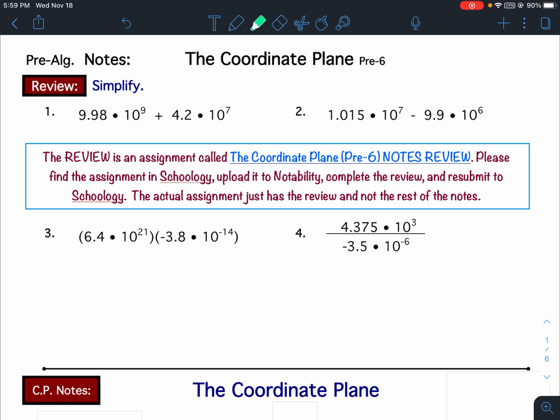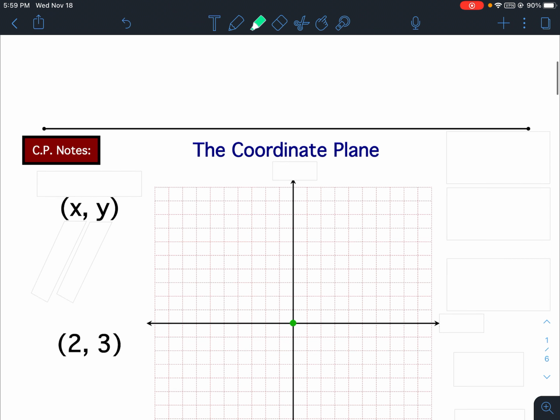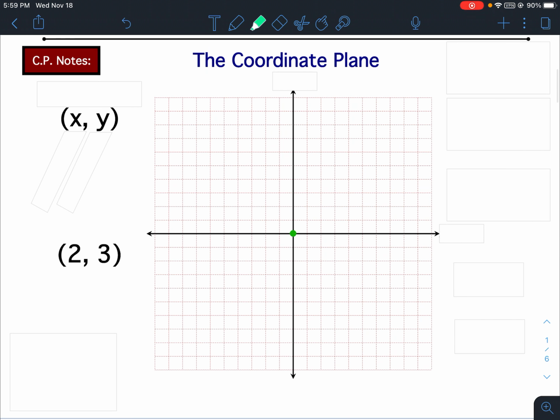The best part about doing that is the fact that when you find it on Schoology to begin with, it's just the 4 review questions, and you don't have to worry about the rest of the notes on the notes review. Okay, so again, this lesson is called the coordinate plane, and notice how it said pre-6. That is because this is actually not a pre-algebra lesson. This is something you've already been taught. This is something you should already know how to do. It's just a review, because if you don't have a solid understanding of the coordinate plane, then we cannot move on to the next lesson.